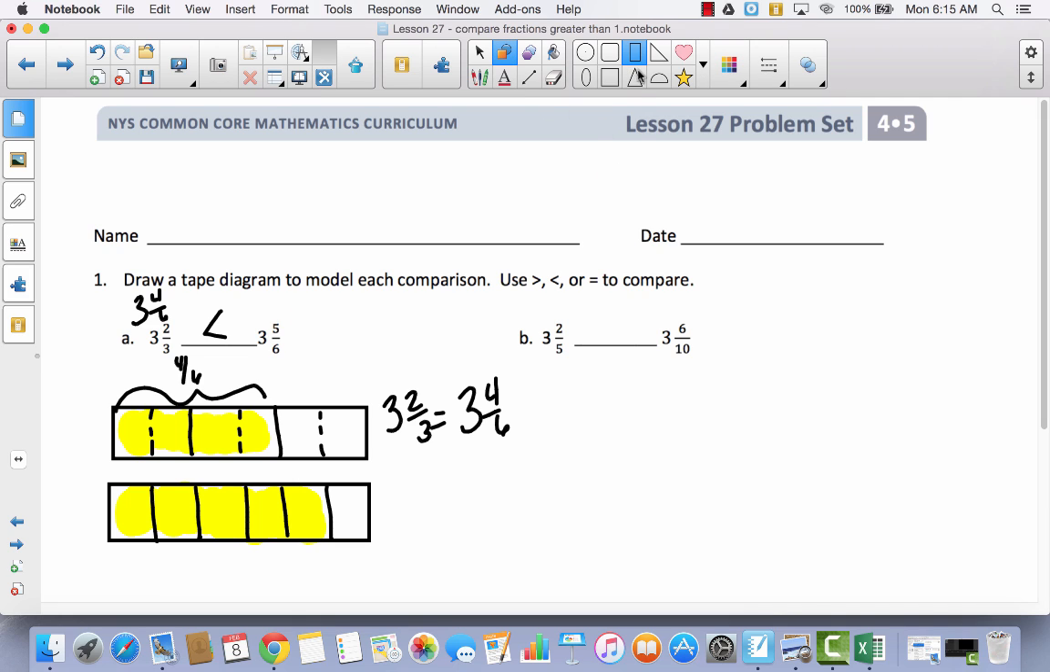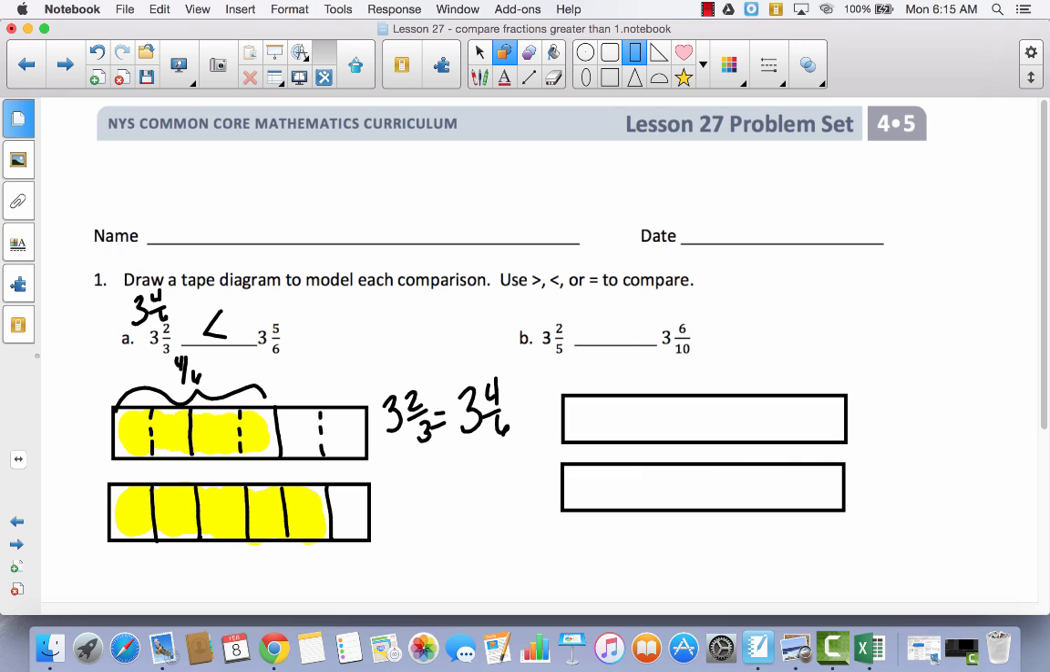All right, so let's try this one. My whole numbers are the same, so I'm going to go ahead and model using a tape diagram here. I'm going to start by dividing this into 5 parts. So I've got 1, 2, 3, 4 lines, which makes me have 5 parts. Now for this one, I'm going to divide this into tenths. So I'm going to start with fifths, and then I'm going to decompose each fifth in half so that I have 10 parts.